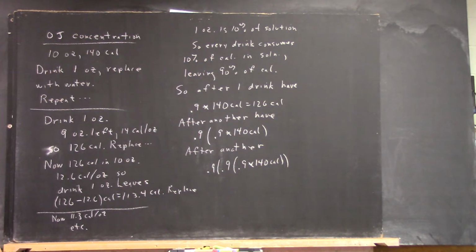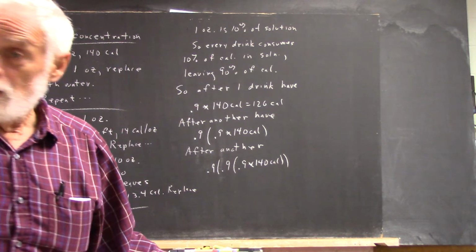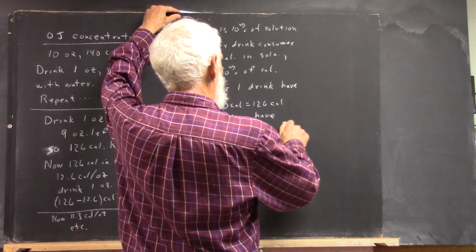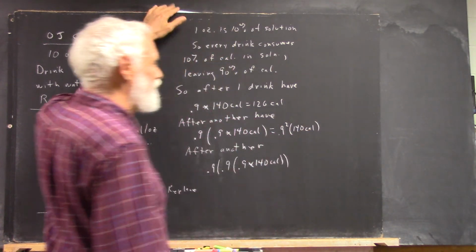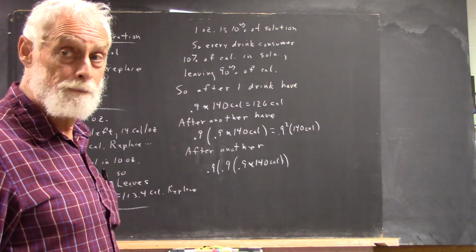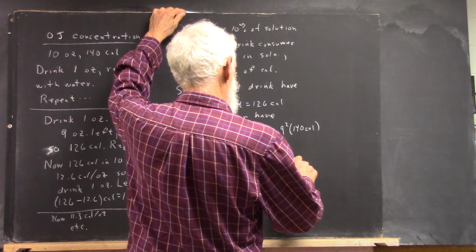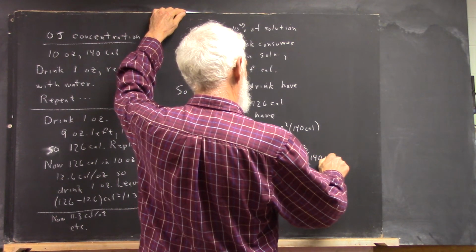Well, I'm getting tired of writing down all those .9s. What am I going to do about that? Well, I'll note that this is 0.9 squared times 140 calories, so I can calculate that directly, right? Make sense? And this is 0.9 cubed times 140 calories.